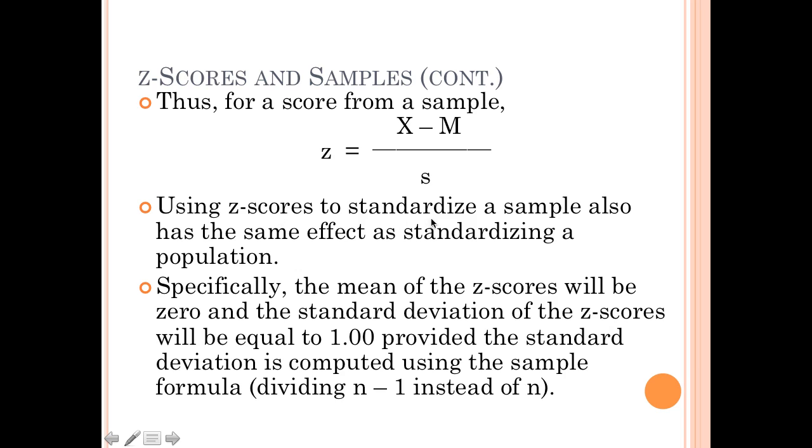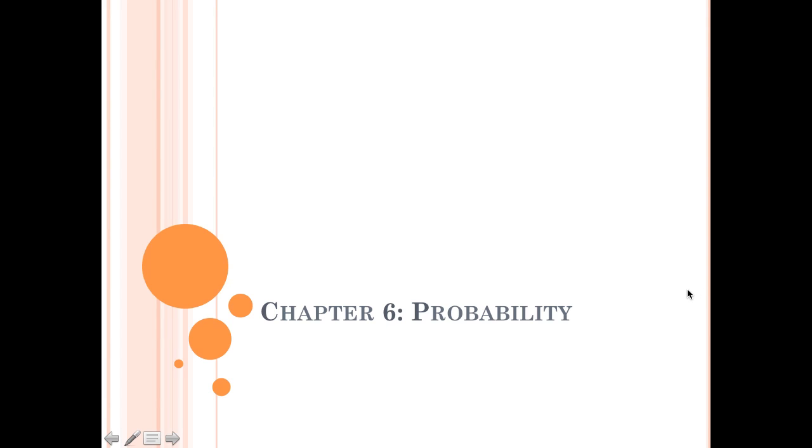So using z-scores to standardize a sample also has the same effect as standardizing a population. Specifically, the mean of the z-scores will be 0 and the standard deviation of the z-scores will be equal to 1, provided that the standard deviation is computed using the sample formula, dividing by n minus 1 instead of just n. And that was all of Chapter 5.